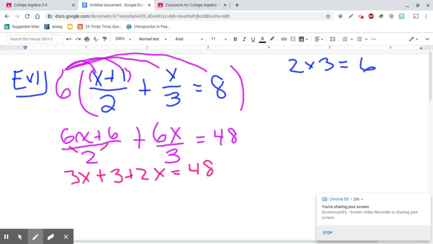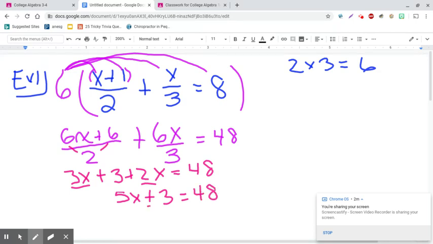Guys, now this is just an equation. We're going to combine like terms, right? Isn't 3x and 2x like terms? What is 3x plus 2x? We get 5x. Bring down your plus 3. Bring down your 48. Now we're just going to solve this.